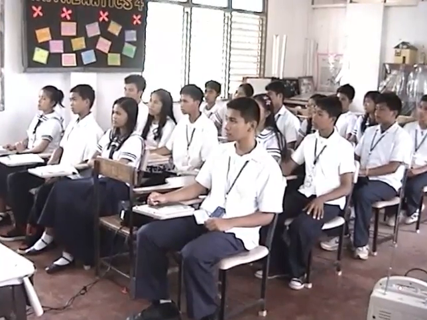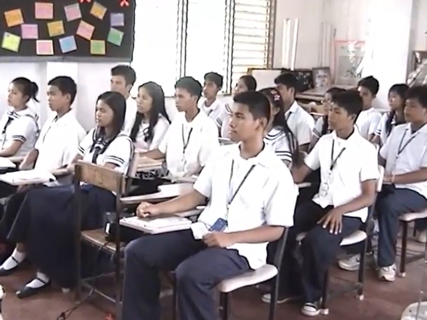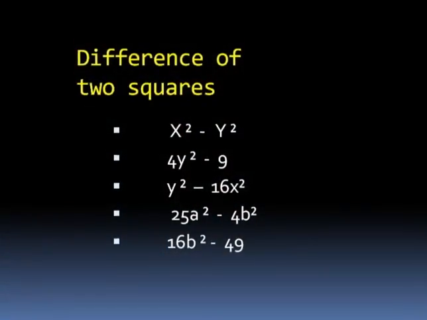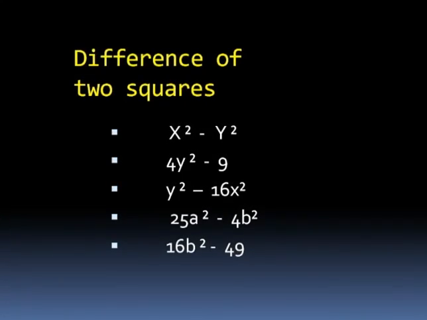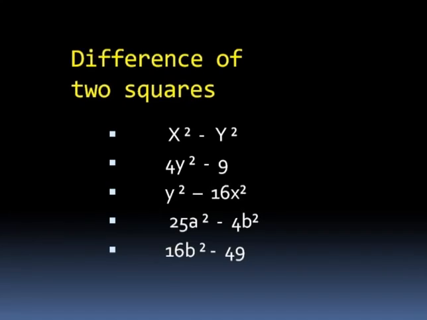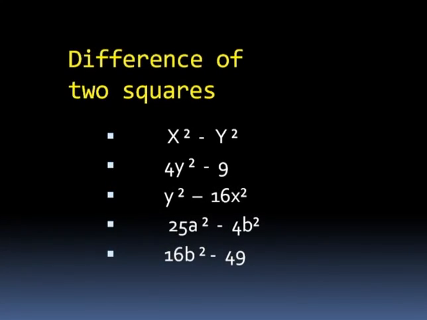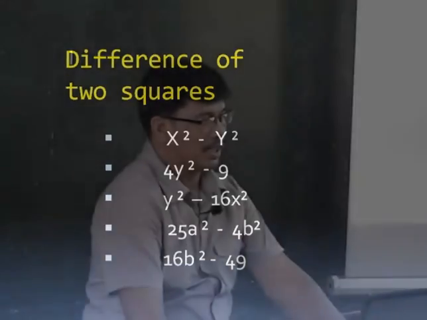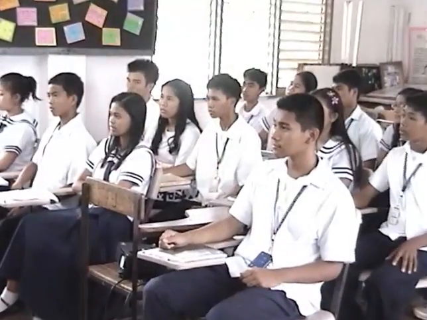Let us now come to the special factors from a special product, which is the difference of two squares. Let us now take the first example: x squared minus y squared. Again, as you notice, class, just like what I told you before, you have to consider the characteristics of this particular product, because there are different ways on how to factor this out.